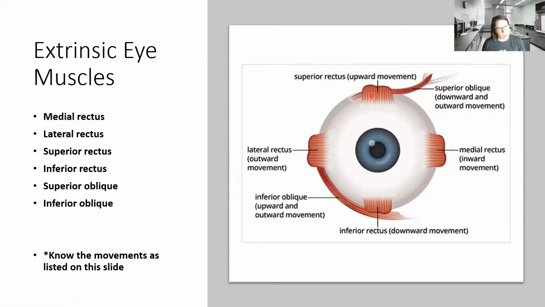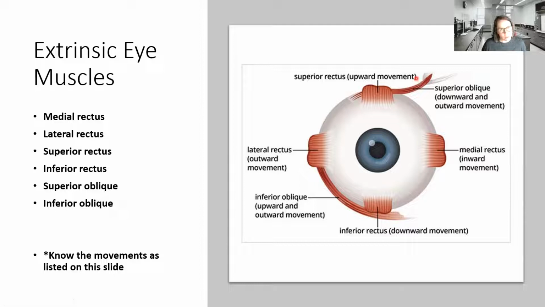In this unit, not only are we identifying them, but be prepared for me to ask you what movement this eye muscle does, all correlated to this particular diagram.